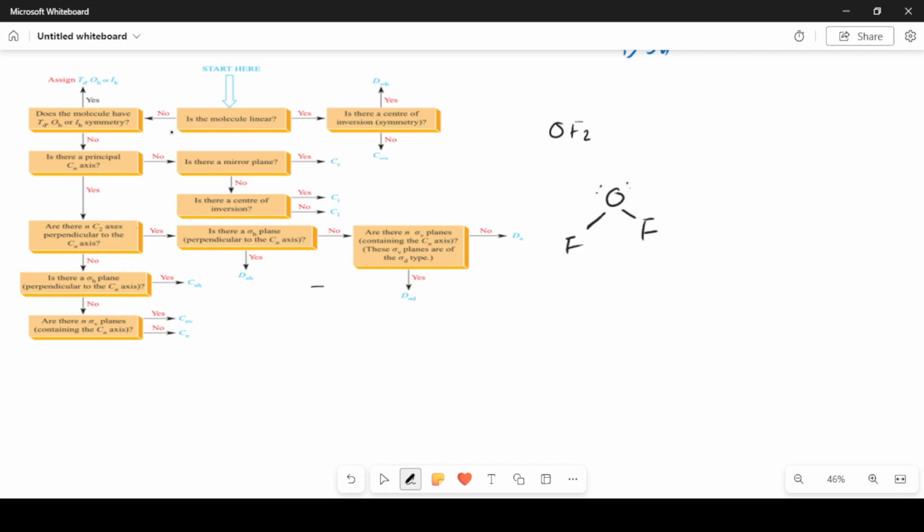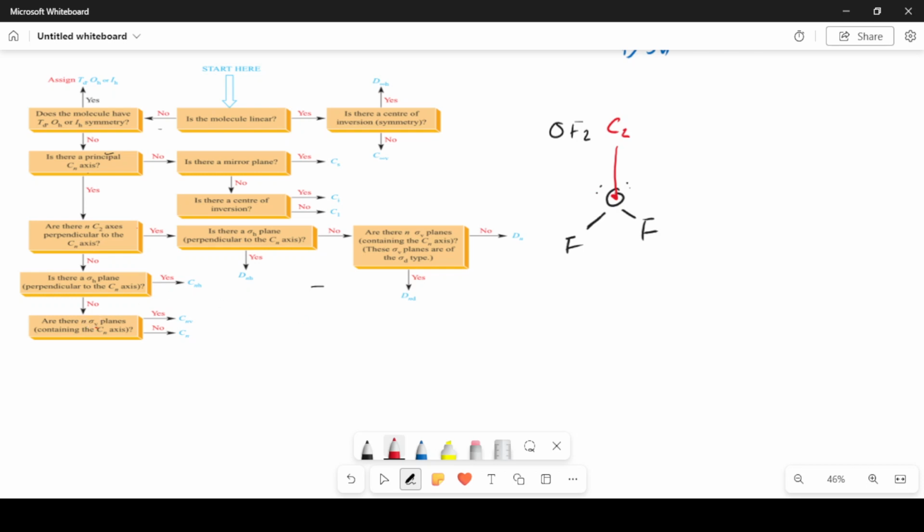Is the molecule linear? No. TD, OH, or IH? No. Is there a principal axis? Yes. Meron tayong principal axis here. Dito, it's C2 actually. So, are there any axes perpendicular to the CN axis? Wala naman, di ba? Wala. Wala tayong perpendicular here and dito. No. Is there a sigma H plane? Wala din. Kasi, it is not planar, di ba?